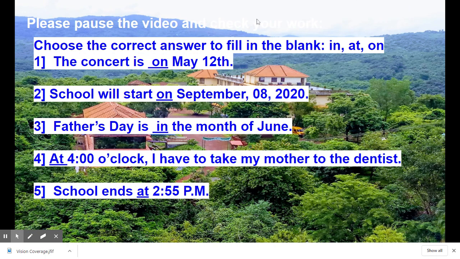In reference to dates, we use on. When you are using the word month, before you usually name the month of the year that you are talking about, you use the word in. For time references, you use at.